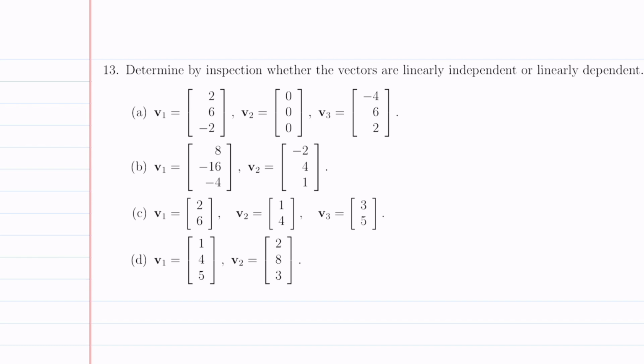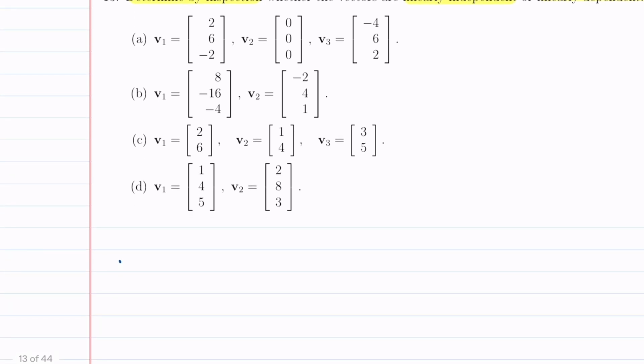In this question, we're going to determine by inspection, that means we don't have to do any row reduction, whether the vectors are linearly independent or linearly dependent. I often tell my students these are like our special cases. Let's start by looking at problem A. In problem A, what I want you to notice is that we have a vector v2 and it's equal to 0.